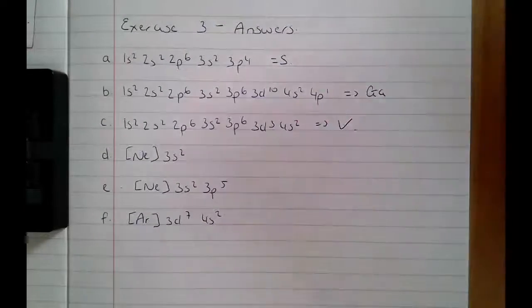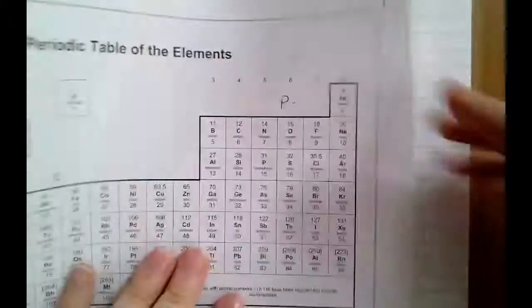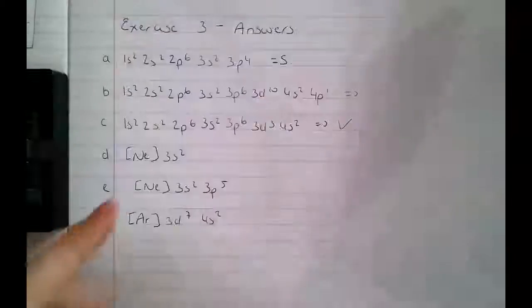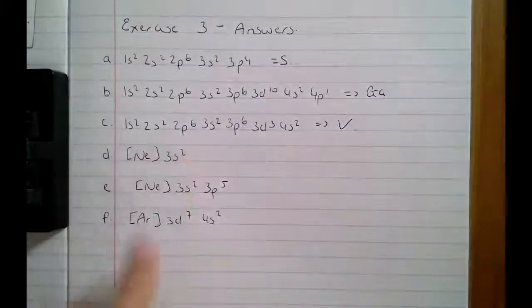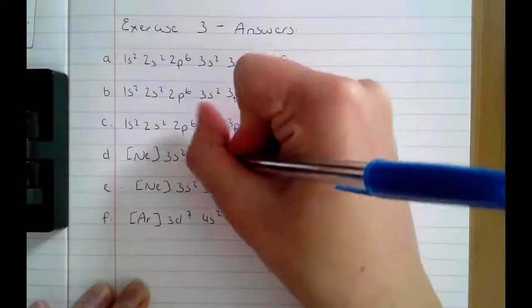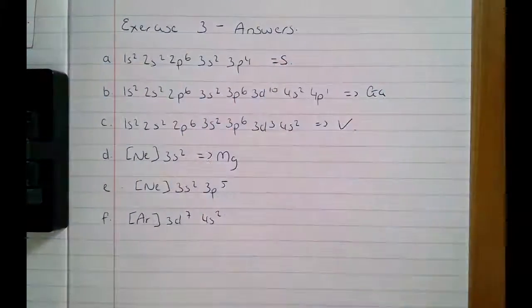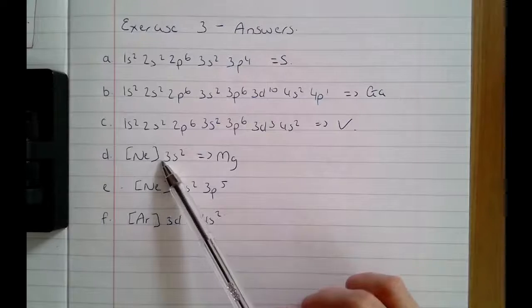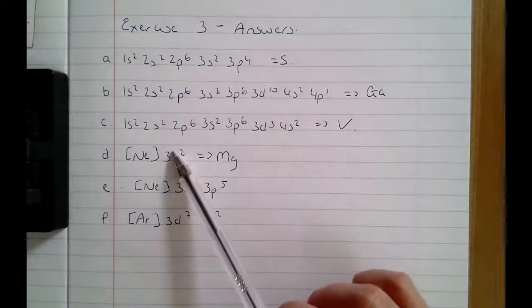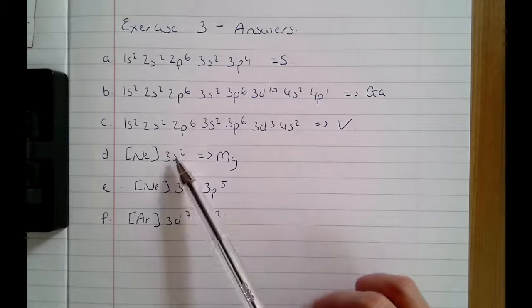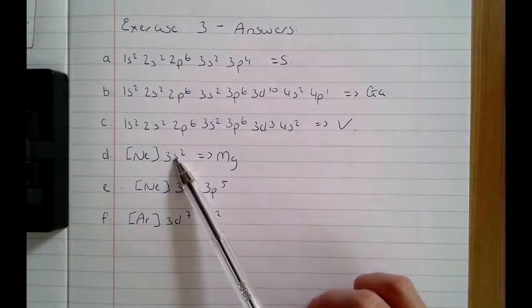Next one, I've used one of the shortcuts. Okay, neon accounts for 10 electrons, so that means I've got 10 plus 2 is 12. The element with an atomic number of 12 is magnesium. Magnesium is in period 3 and it's in group 2, so it should have 2 electrons there in its outer shell and it's an s block element, so that all fits.